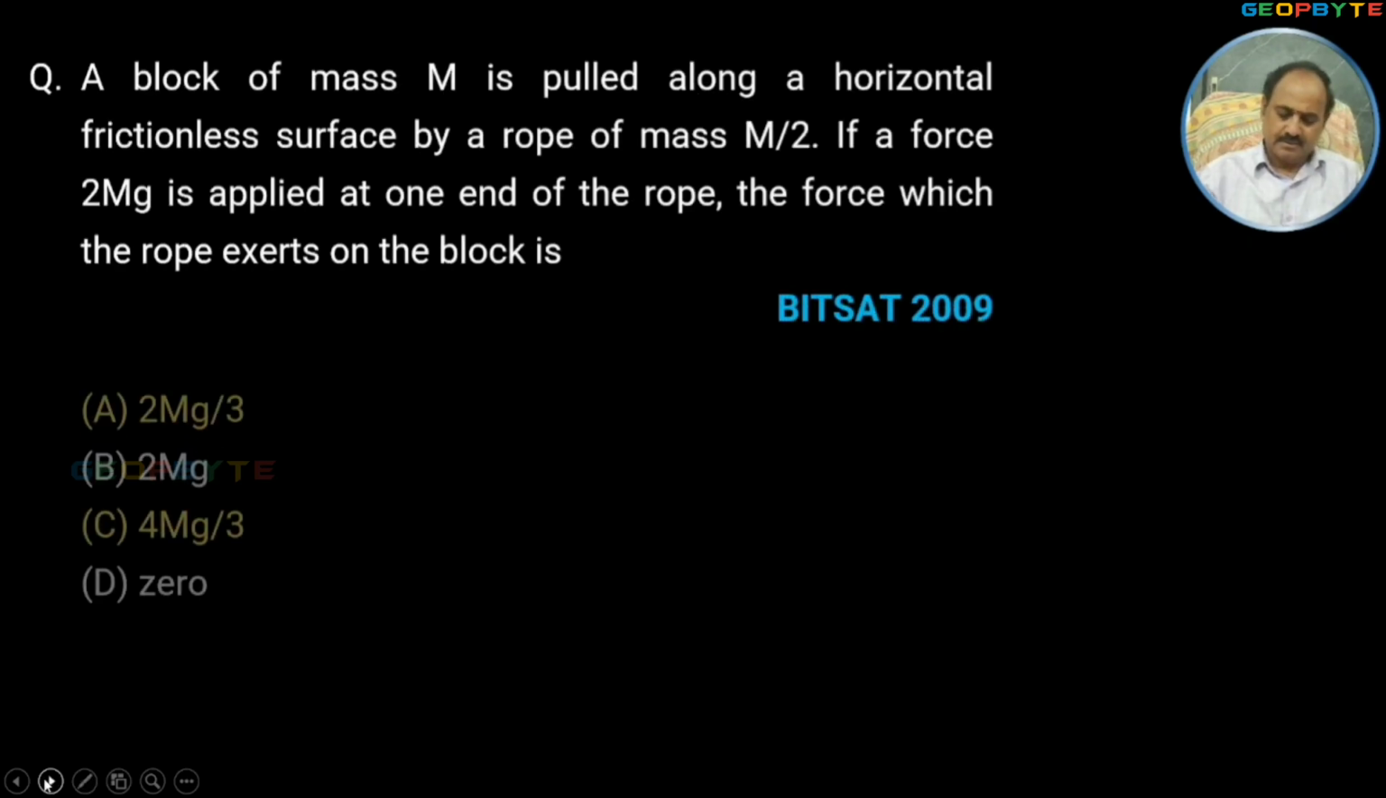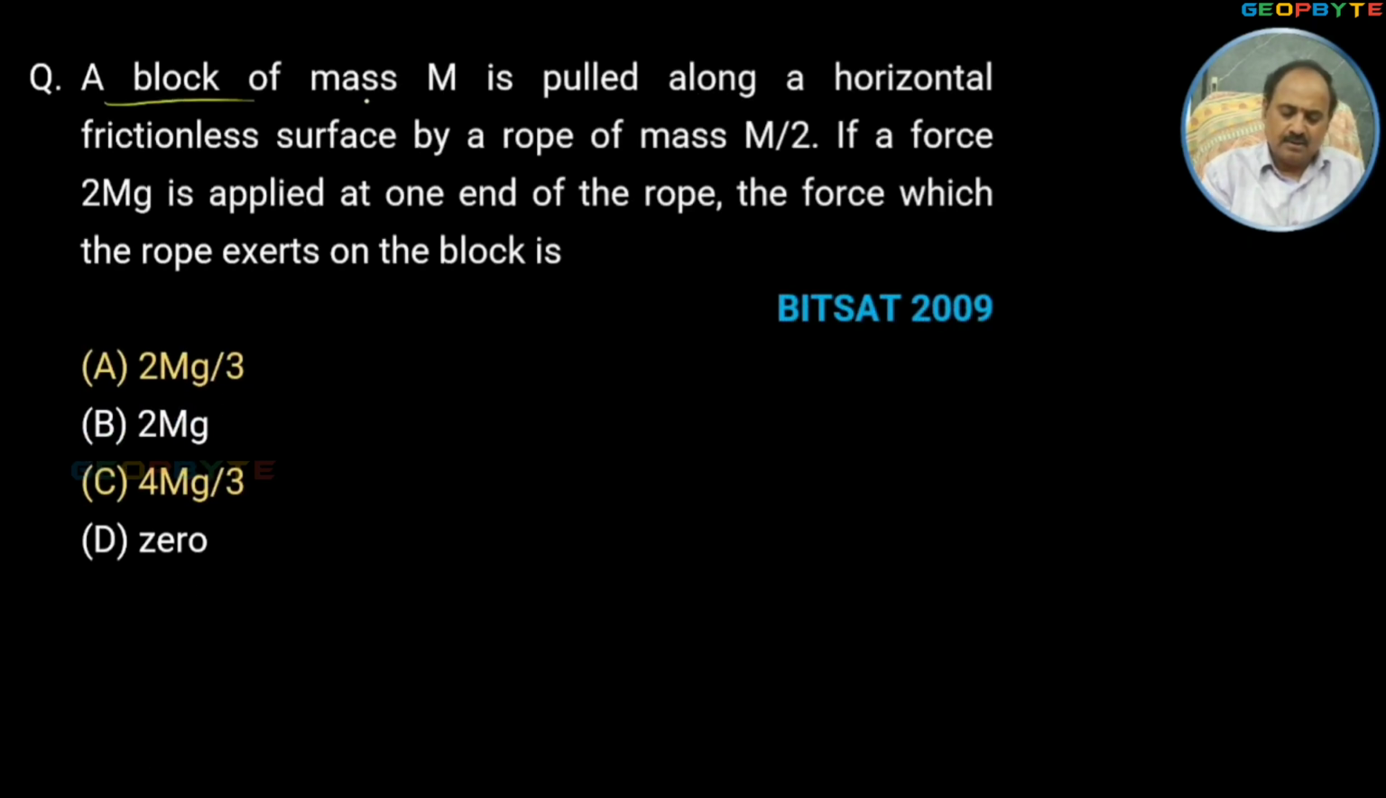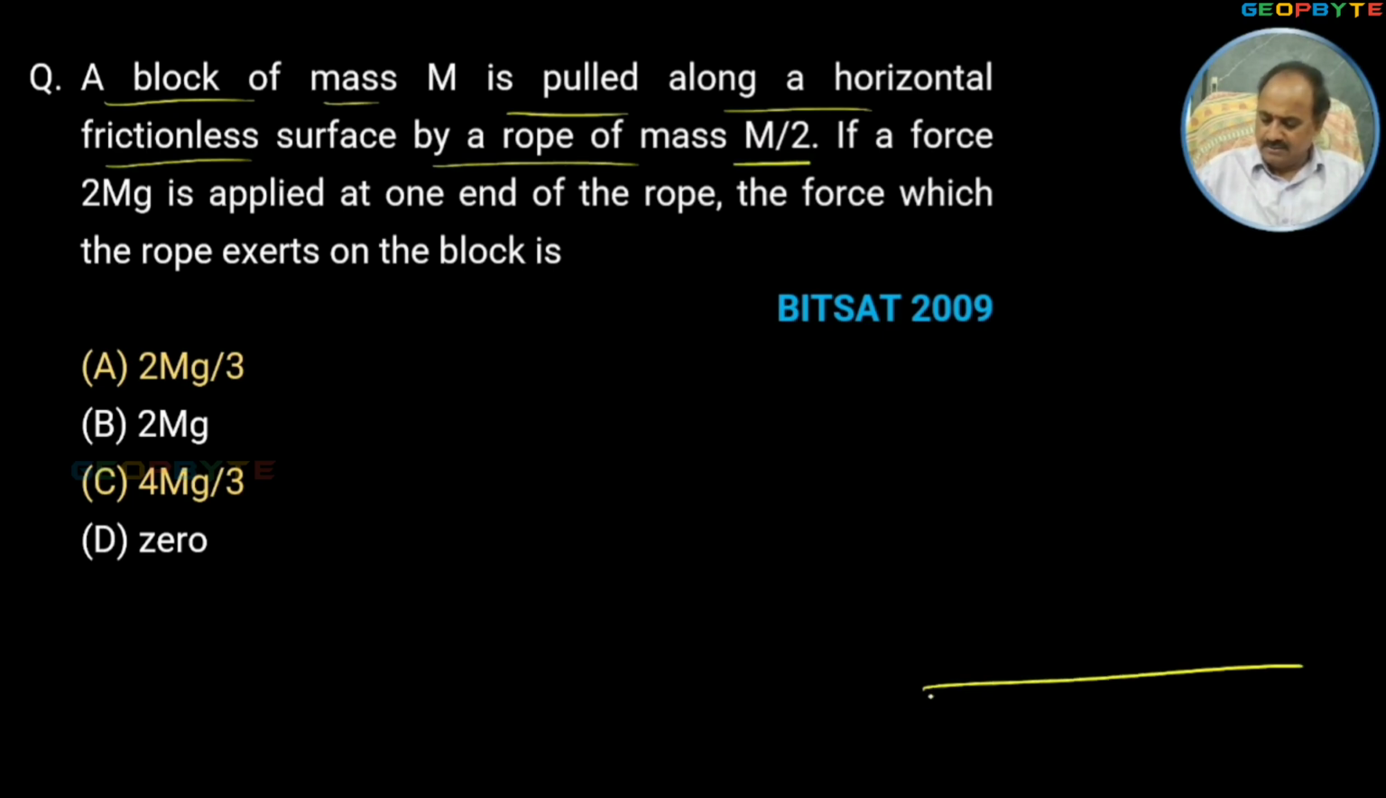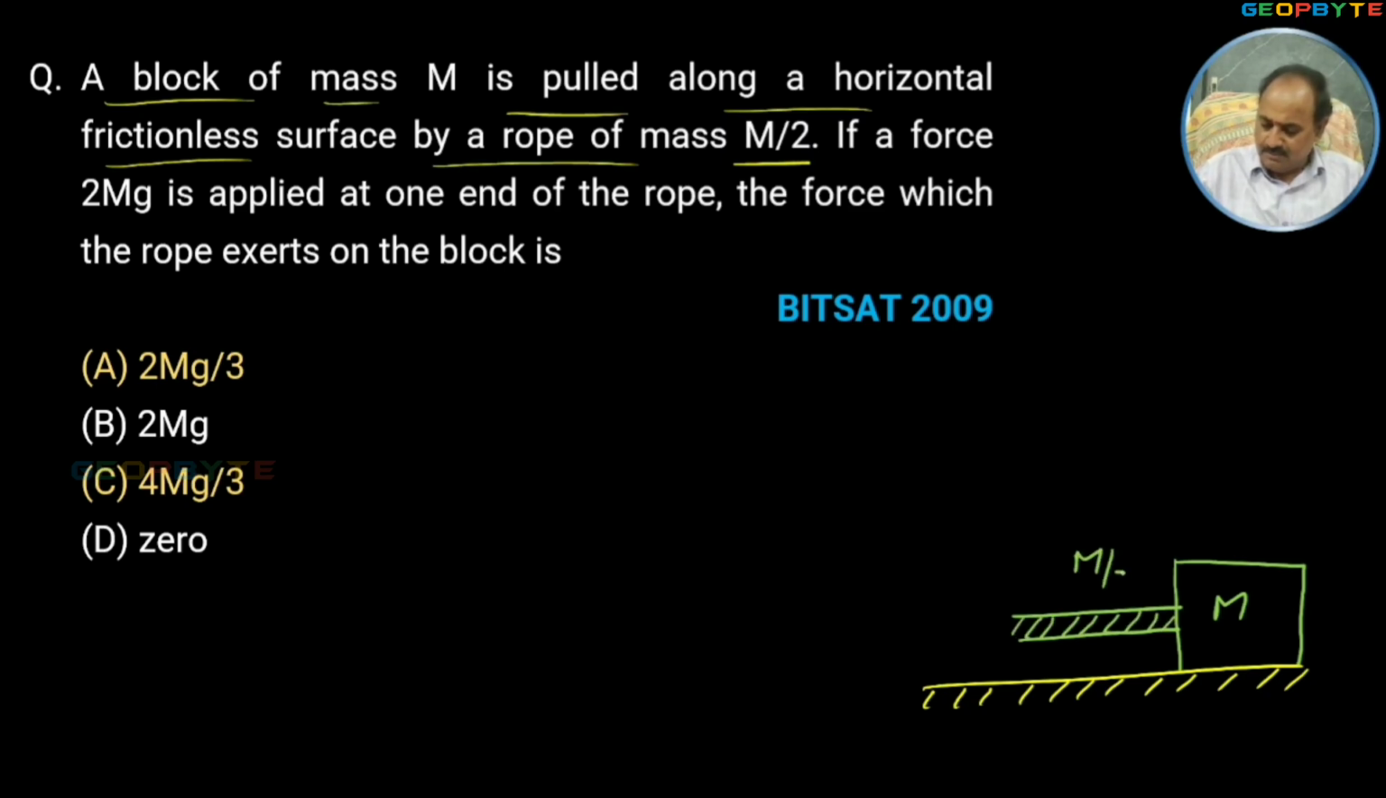Look at this problem. It is asking like this. A block of mass capital M is pulled along a horizontal frictionless surface by a rope of mass capital M by 2. It is like this. There is a frictionless surface, and over that surface there is a block of mass capital M. It is pulled by a rope. Mass of the rope is capital M by 2. So at the end of the rope, force is applied.